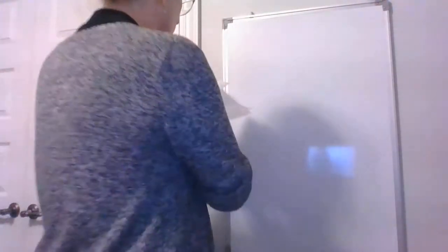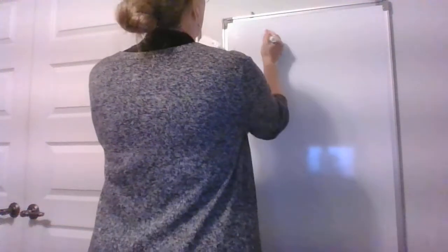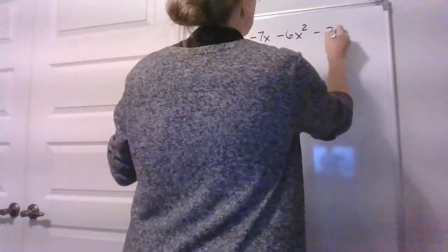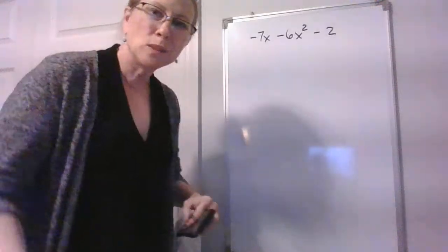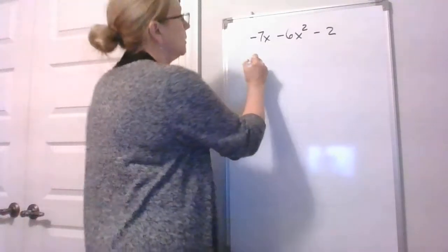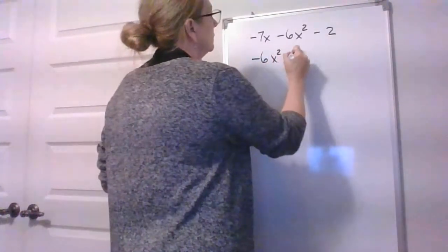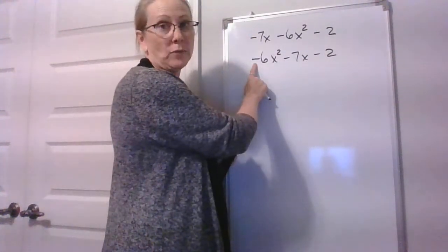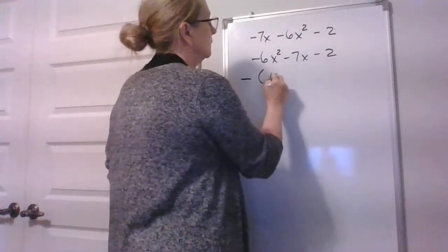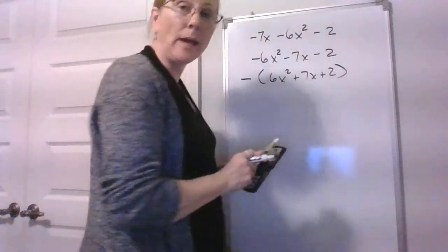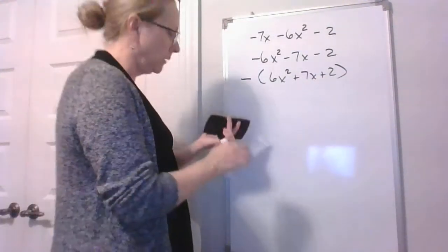Okay, let's try this. We're going to do a trial and error, but we're going to start this way. First, what's wrong with this problem? The square is in the wrong place. Right, so let's rearrange it. Now what's wrong with this problem? There's a negative up front. We need to get rid of that. All right, we're almost there. Now we just need to do a little trial and error and factor this out.